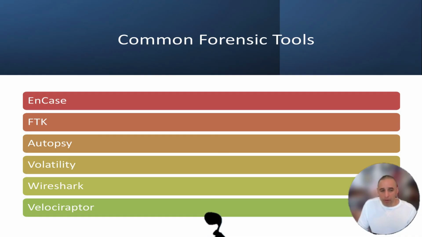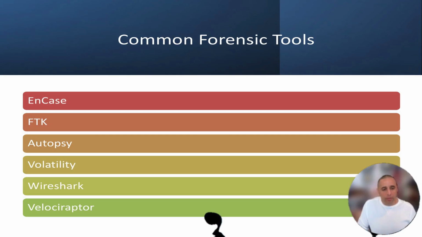Velociraptor is an advanced open-source tool designed for endpoint visibility, live response, and forensic triage. It excels in distributed endpoint collection, hunting for artifacts at scale, pulling logs, files, and memory snapshots, running forensic queries using VQL, Velociraptor query language. It's especially powerful for enterprise-wide investigations where speed, automation, and scalability matter.